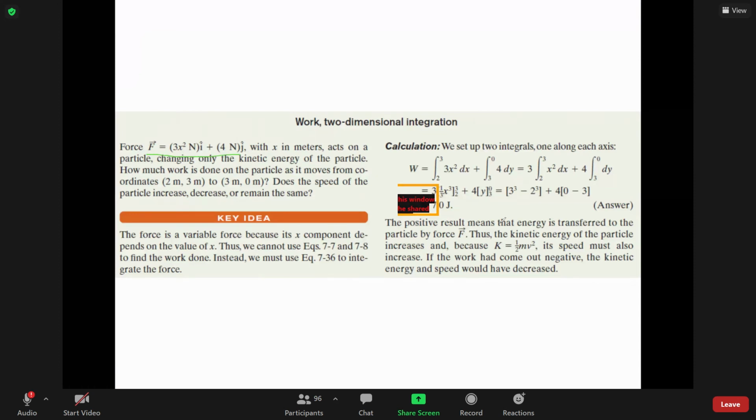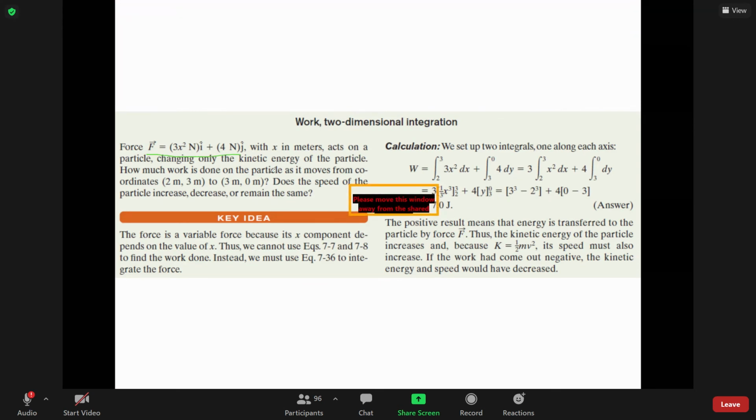He said even one will destroy it. Will disturb it. Will make it variable. Even one component. Very good. Then I have to use integration for this example because it's a variable force. Force F = 3x² i-hat Newton, or 4 Newton j-hat, where x is in meters, acts on a particle, changing only the kinetic energy of the particle.